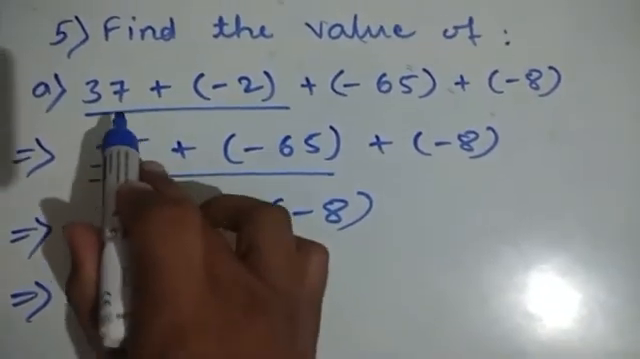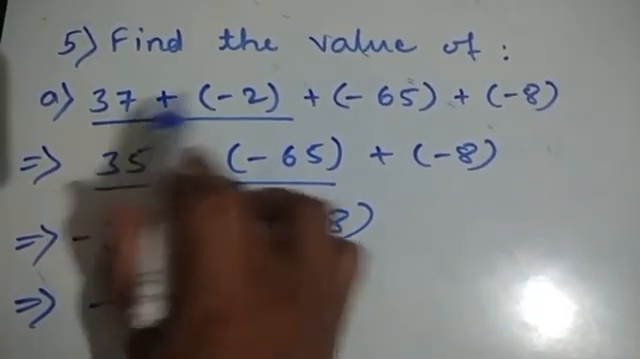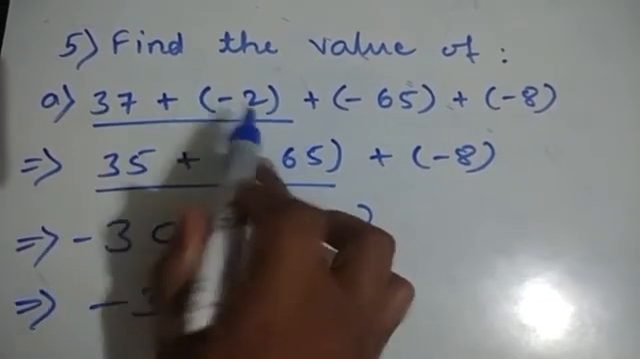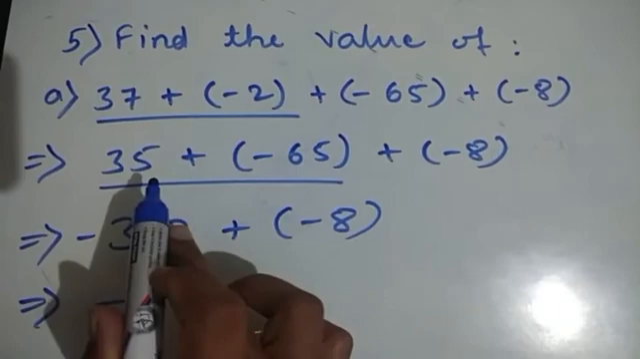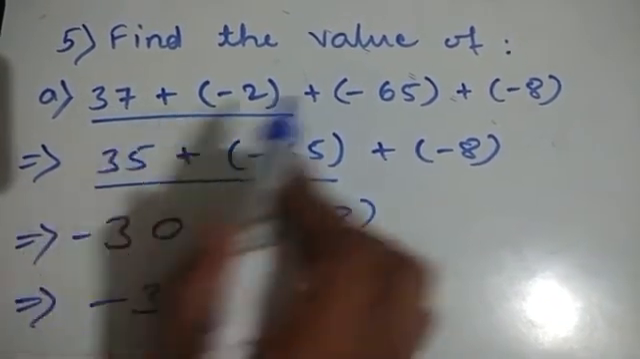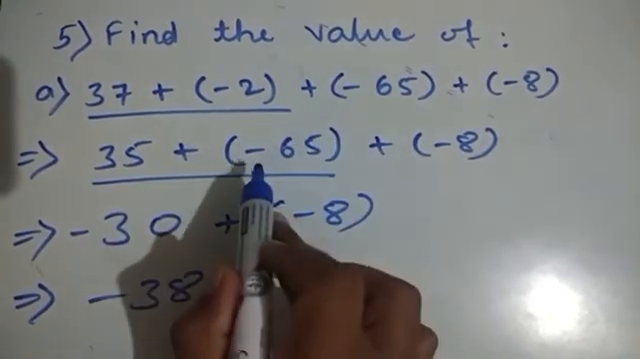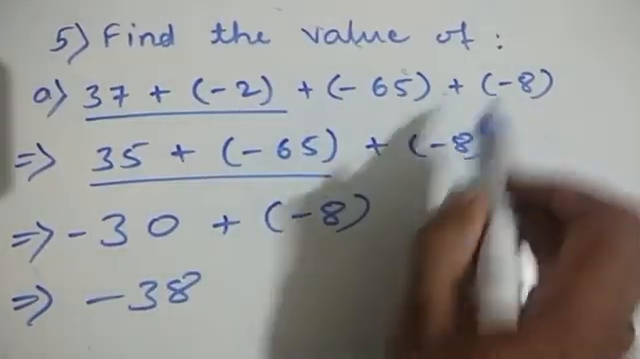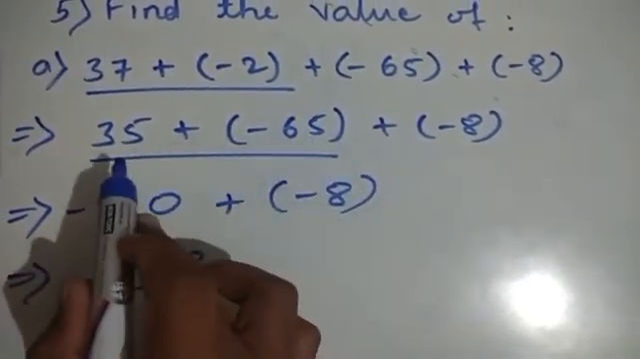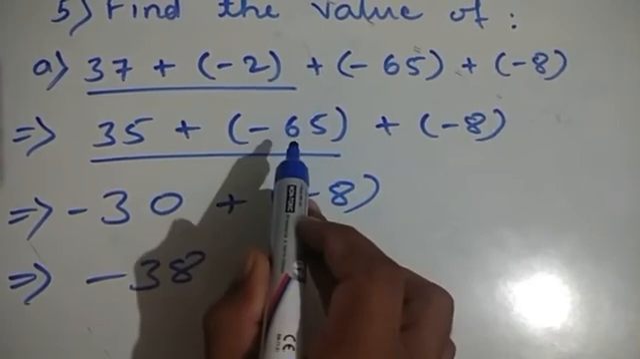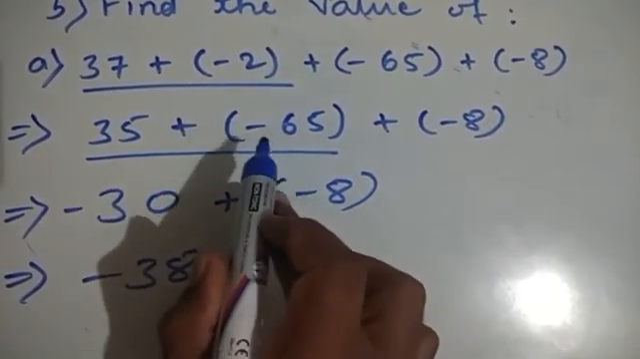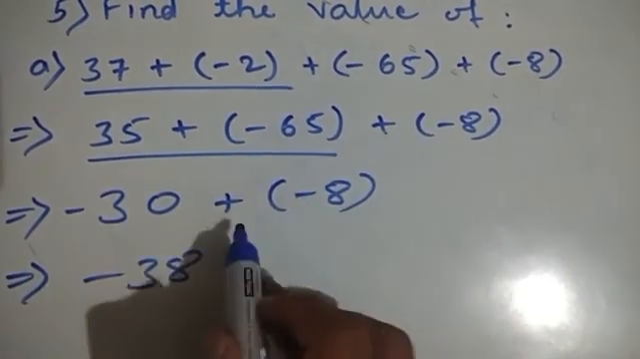Now see here, 37 is a positive integer and minus 2 means this 2 is a negative integer. Okay, so we need to subtract. 37 minus 2 is how much? 35. And what is the sign of greater number? Plus. So 35 will be positive. Now plus minus 65 as it is, as well as plus minus 8 also as it is. Now take these 2 digits. Now here one is positive, another one is negative. Again subtraction. 65 minus 35 is how much? 30. But the greater number have minus sign. So minus 30. Plus minus 8 as it is.